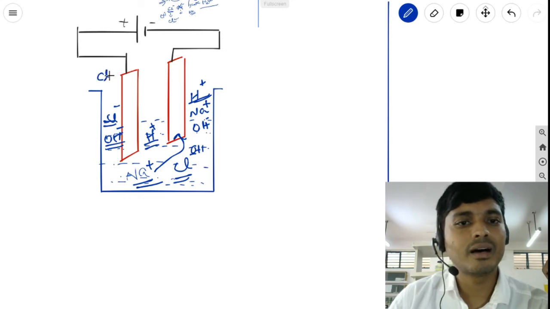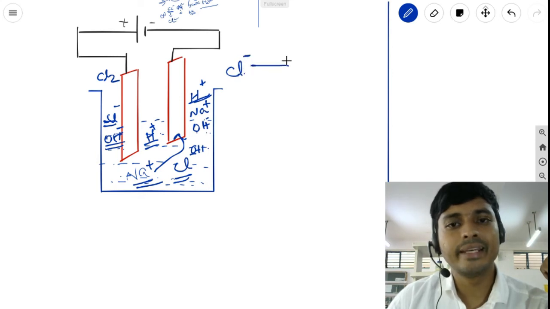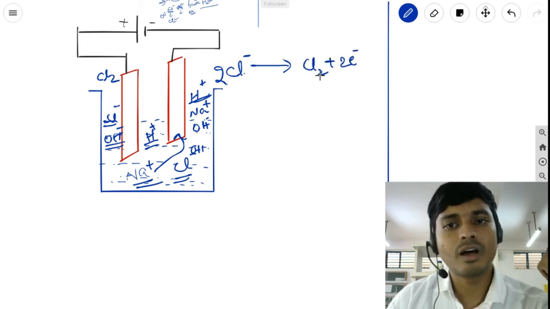From here, when the oxidation takes place, Cl2 gas will get released. Cl minus, when it loses electron, they lose 2 electrons, that forms Cl2, which is the oxidation reaction.